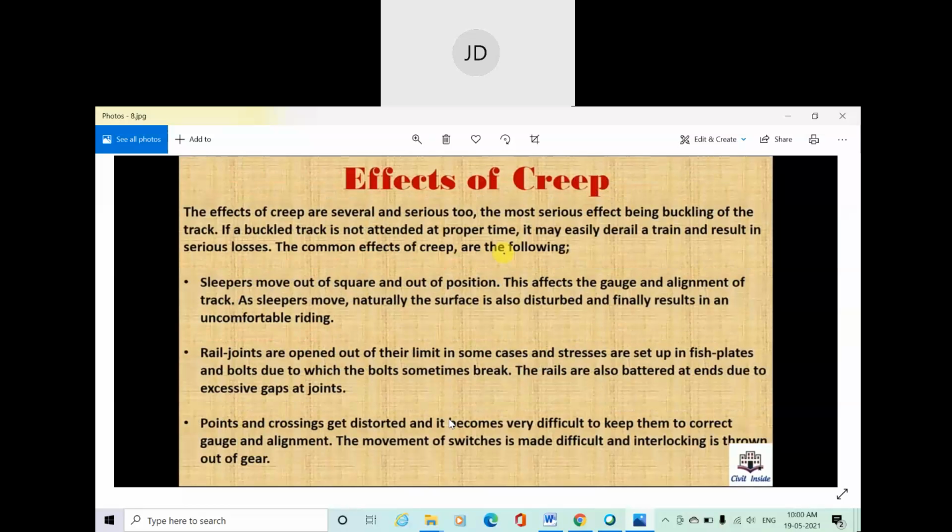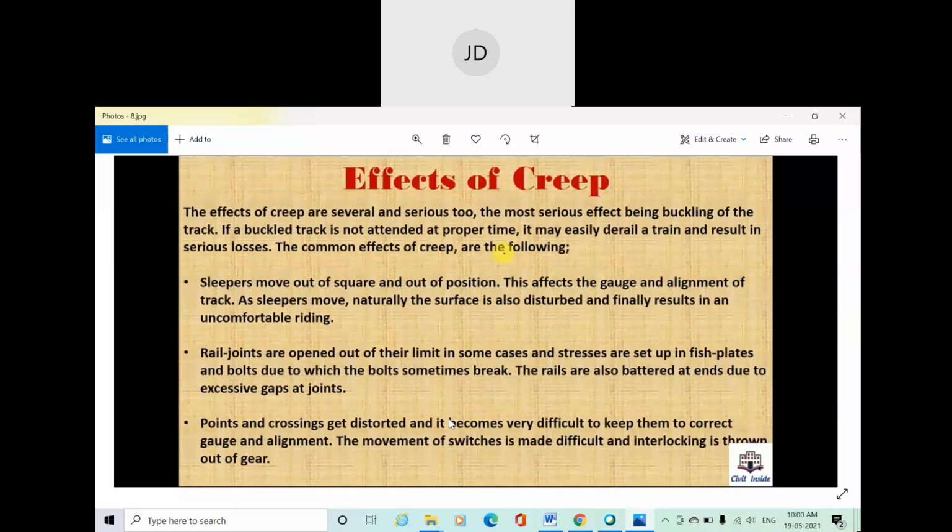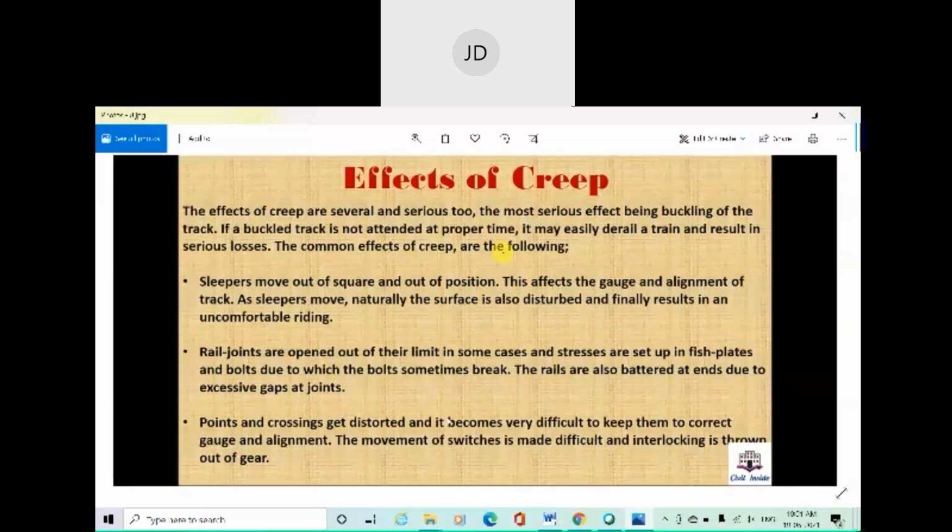So these all are causes of creep. Now if I talk about the effect of creep, these things we already discussed anyway. We can discuss them here again.